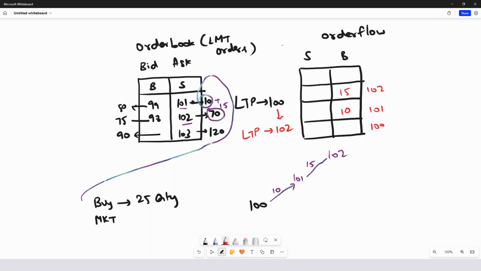But that 10 and 15 is executed at two different levels because at 101 we had a player having 10 quantity, and at 102 we have 70 quantities, of which only 15 quantity got consumed over here. So price moved from 100 to 101 and then to 102, which is what you would have seen at the price level. So the price would have moved from 100 straight away to 102. That is what would have happened over here.